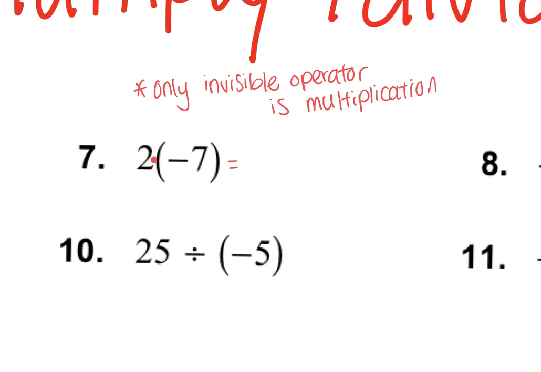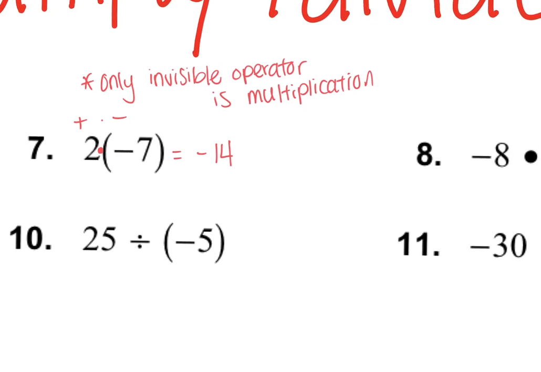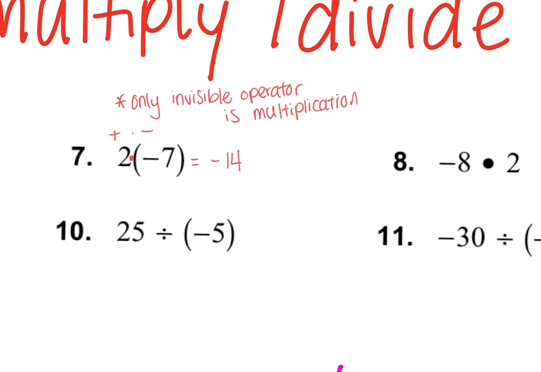2 times a positive 7 gives me 14. And whenever you have a positive times a negative, you're going to have a negative, okay? Positive times negative gives you negative. Positive times positive gives you positive. Negative times positive gives you negative. And two negatives multiplied by each other give you a positive number. So when the signs are the same, you're going to stay positive. When the signs are different, you're going to turn into a negative.